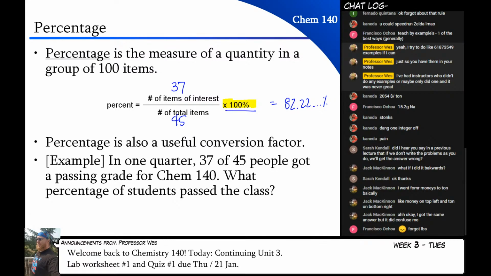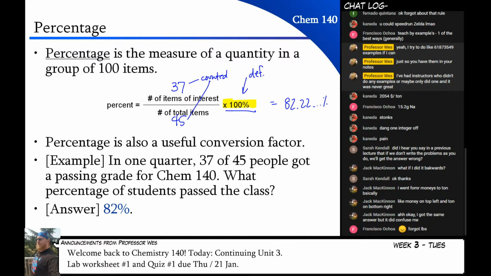I get 82.22 forever %. Now, I'm putting an infinite number of sig figs because these are all counted, so I technically do have to write all those too. I'm not going to do that, obviously. And then down here, I just rounded it to 2 sig figs. Important to note that this is a definition.